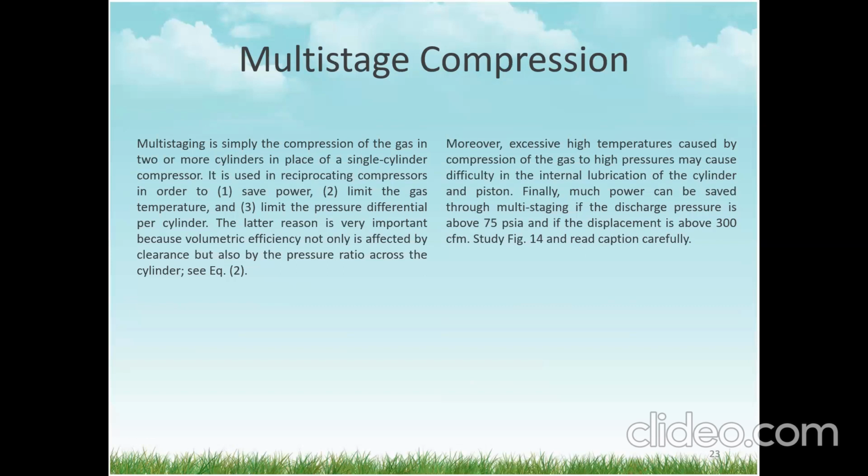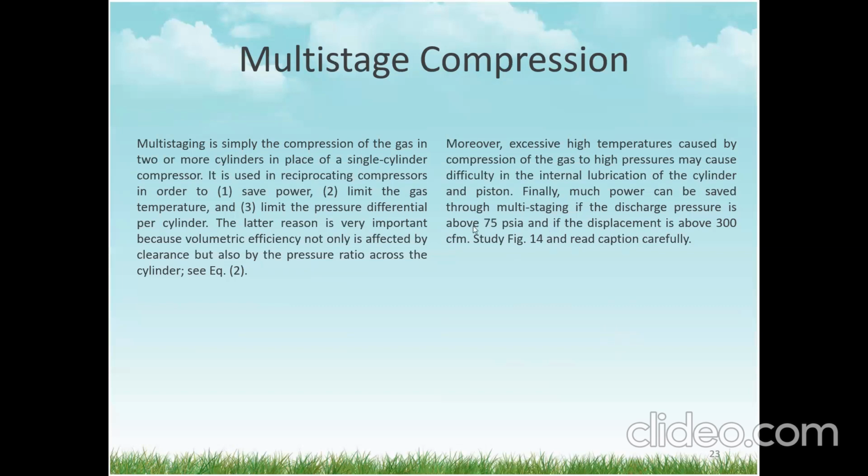Equation 2. Moreover, excessive high temperature caused by compression of the gas to high pressure may cause difficulty in the internal lubrication of the cylinder and piston. Finally, power can be saved through multi-staging if the discharge pressure is above 75 psia and if the displacement is above 300 cfm. Study figure 14 and read caption carefully.